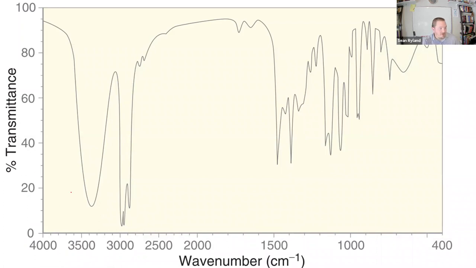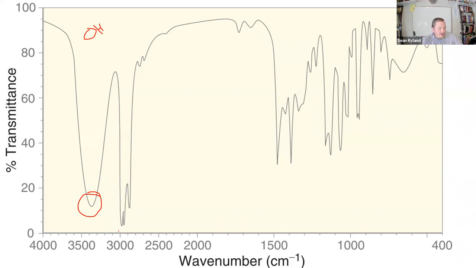NHs show up a little bit higher in energy and are sharper because the hydrogen bonds are not as strong. So the way I would interpret this is, if I have it printed out, I would just circle it and say, okay, that's definitely an OH group. I don't know what else there is, but I know there's an OH.